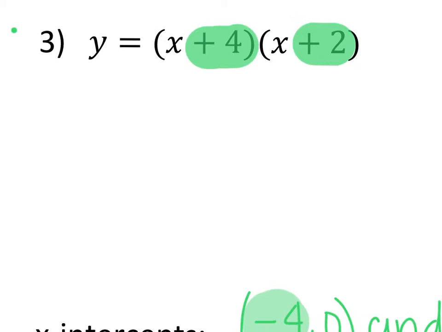For problem 3, I'm going to do the exact same thing. So first I need to distribute. X times x would be x squared.